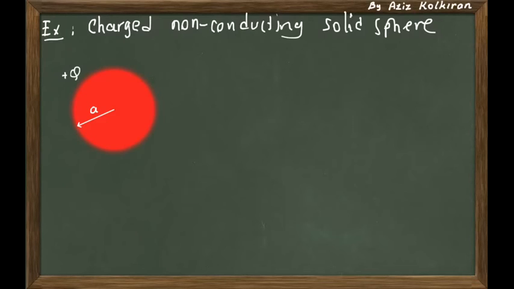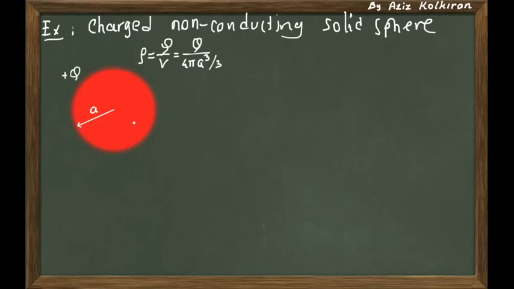But before that, let's express the charge density of this non-conducting solid sphere, because we will need this charge density to apply the Gauss's law. So simply, the charge density is nothing but the total charge divided by the volume of the sphere, and the volume of the sphere is 4 pi a cubed divided by 3.